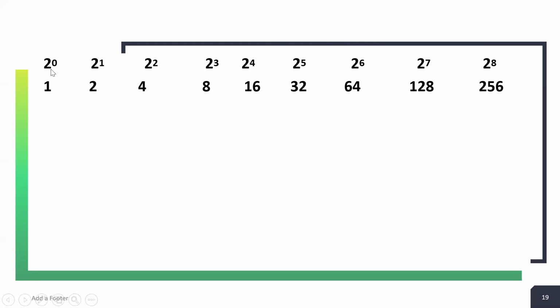Beta, this is the standard rule. When you take the power of 0 of any base, the value is 1.